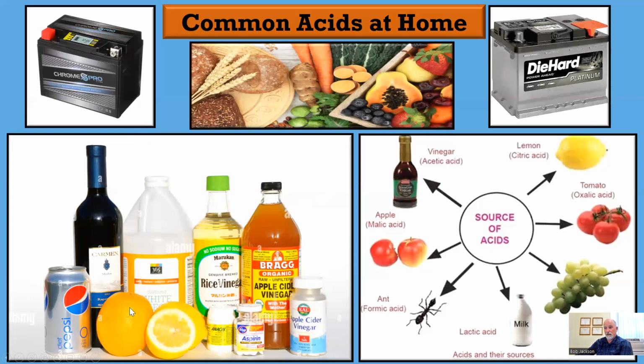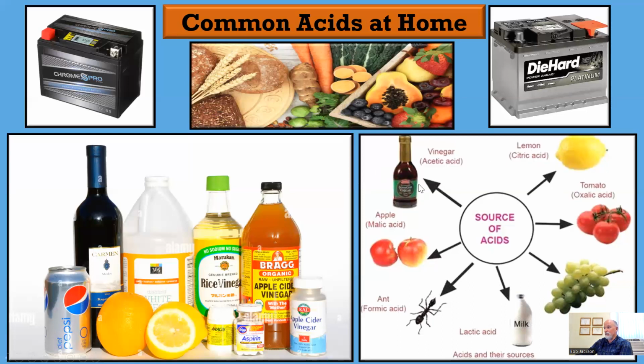In your fruits, you got citric acid. In milk, you have lactic acid. Aspirin is acetylsalicylic acid. Then it's showing you over here just some sources of acids. All the way you see an ant here, or bees. Bees should be on here. You get a bee sting, it's formic acid that's causing the sting.